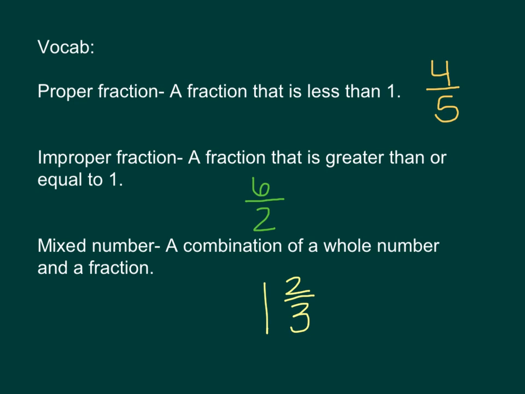We have 3 vocab words, and I would like you to copy the examples that I put for each vocab word as well. The first one is proper fraction, a fraction that's less than 1, and this is what you're most used to. So 4/5 would be an example. The next one is an improper fraction, which is a fraction that's greater than or equal to 1. So you can see that the numerator is greater than the denominator in an improper fraction. And then the last one is a mixed number, which is a combination of a whole number and a fraction, like this example.